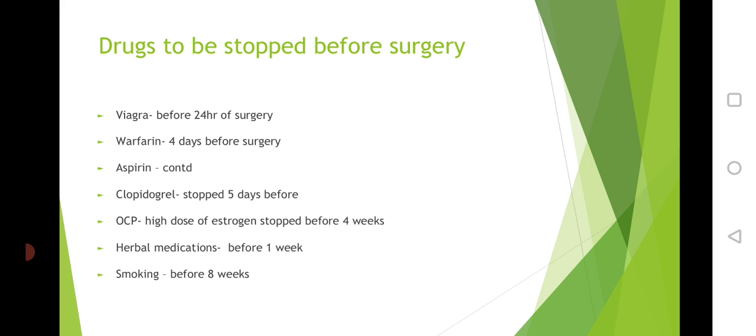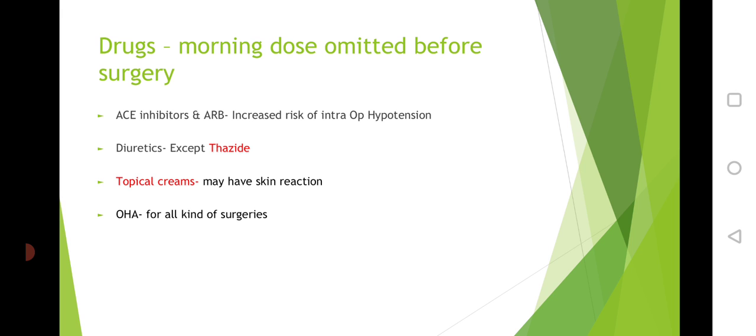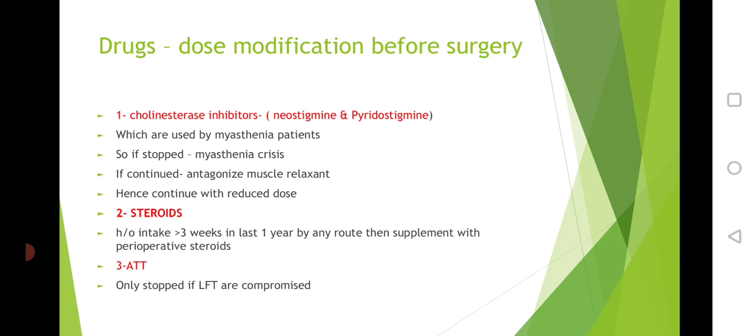Drugs to be stopped before surgery: Viagra 24 hours before surgery, warfarin 4 days before surgery, aspirin continued, clopidogrel stopped 5 days before, oral contraceptive pills with high dose of estrogen stopped 4 weeks before, herbal medication 1 week before, smoking 8 weeks before. Drugs whose morning dose is omitted before surgery: ACE inhibitors and ARBs, which increase the risk of intraoperative hypotension; diuretics except thiazide; topical creams, which may cause skin reaction; OHA or oral hypoglycemic agents for all kinds of surgery.